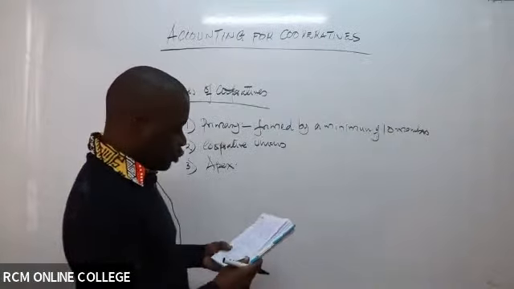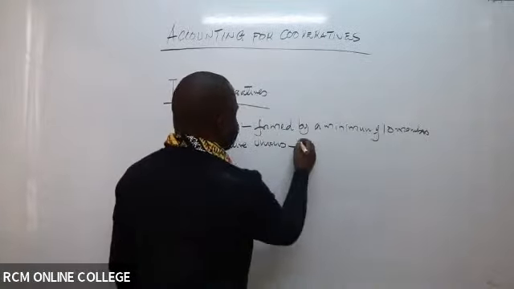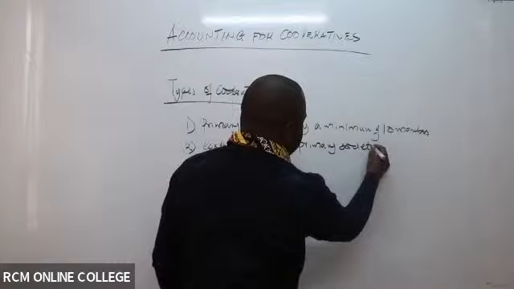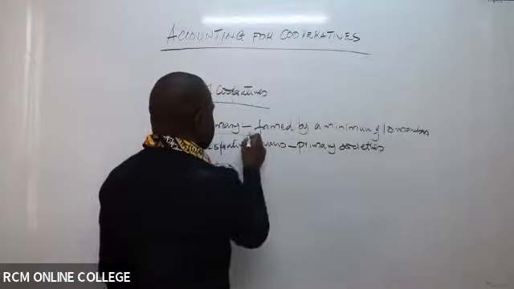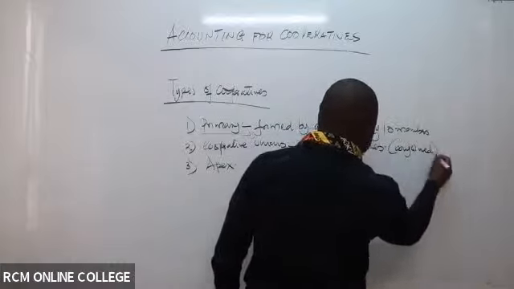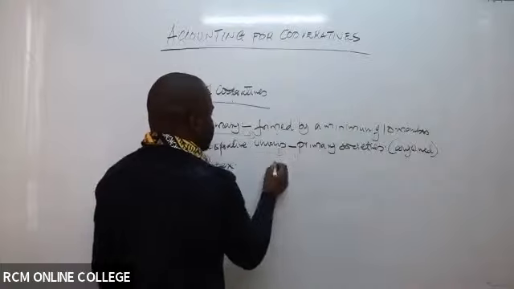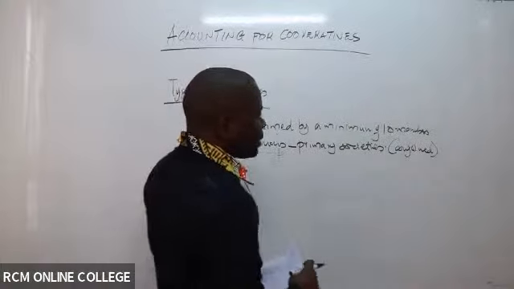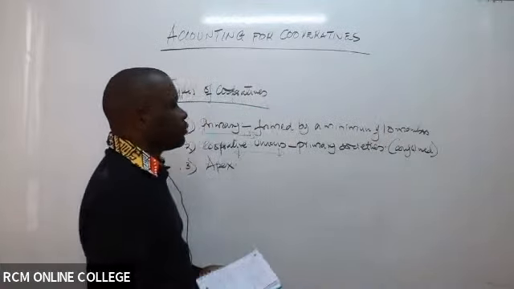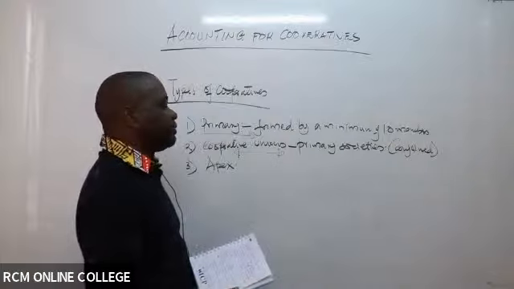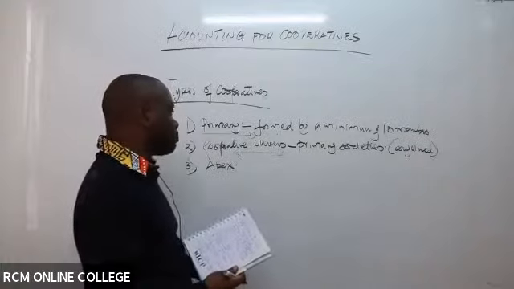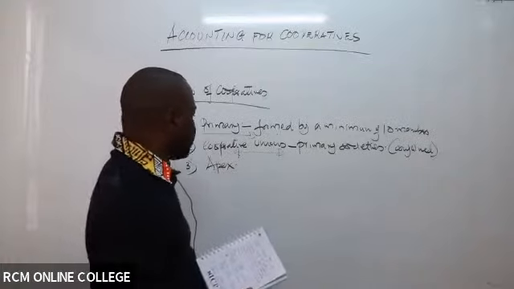Then we have cooperative unions. These are formed by primary societies that come together to form a union. So we can have these primary societies come together and have an umbrella body that will oversee their activities. That umbrella body or umbrella union, which oversees the activities of the primary cooperatives, we can refer to as cooperative unions.